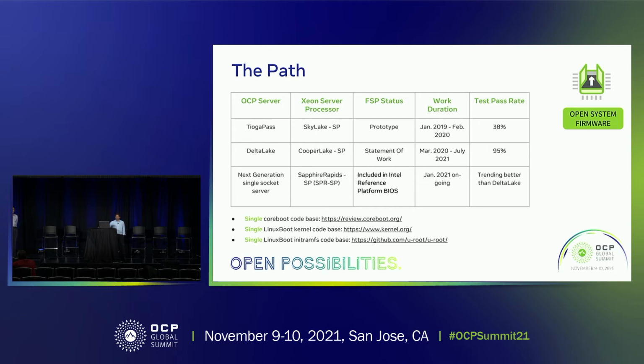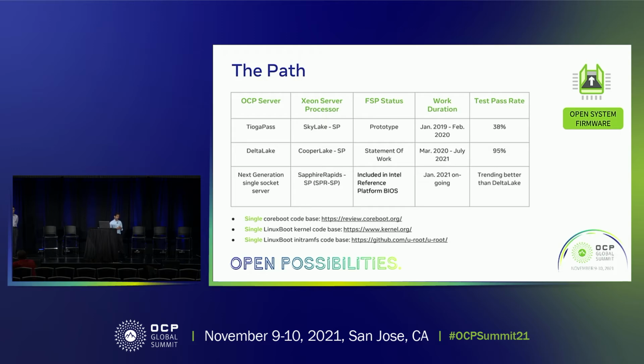Then we moved on to taking those lessons and enabling that on the Cooper Lake generation, which is the OCP server named Delta Lake, which got OCP accepted a couple of weeks ago or so. Again, this was a focused effort as opposed to broad availability for all the customers. This started back in March 2020. And we were able to get the firmware quality pretty high. 95% success rate is fairly high.